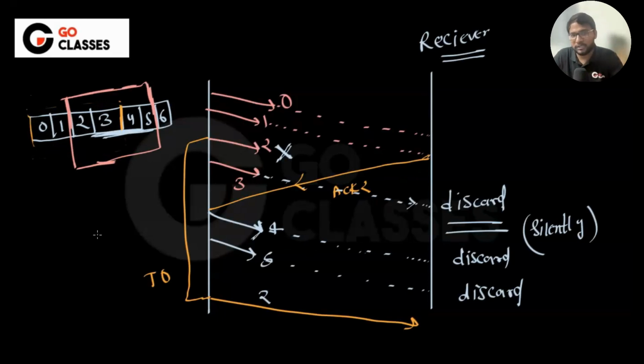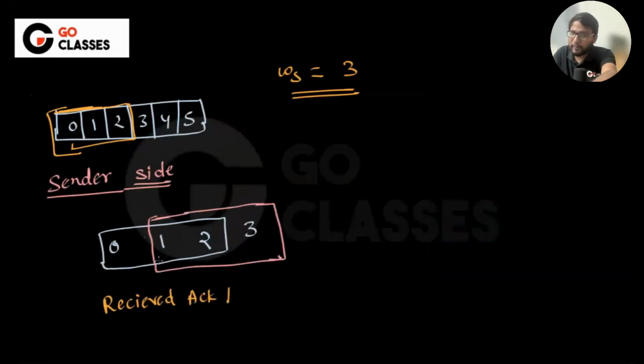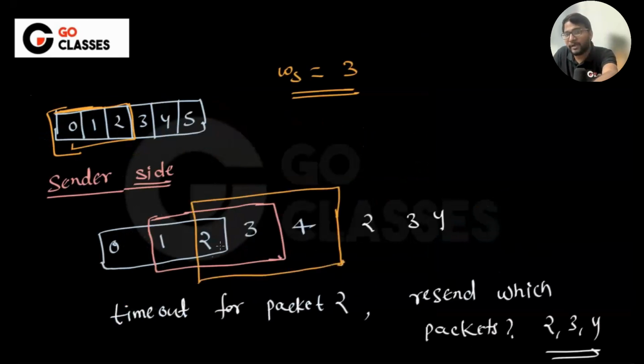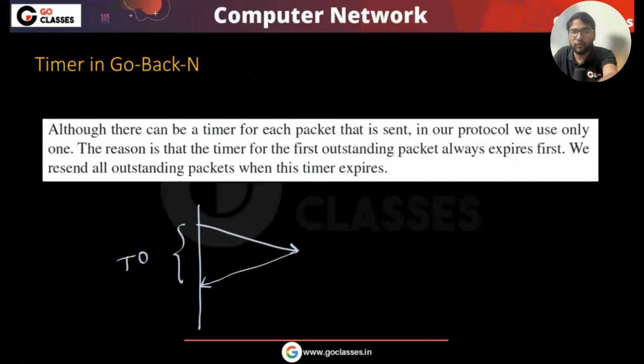For packet number 2. Yes. Here I'm maintaining the timer for packet number 2. So in this case, I'm maintaining the timer for packet number 0. Here I'm maintaining the timer for packet number 1. Here I'm maintaining the timer for packet number 2. Understood? For the first packet, we will be maintaining the timer. That's what is written in Forouzan. If you see Forouzan, this screenshot is taken from Forouzan, they are saying that in our protocol, we will use only one timer. The reason is that for the first outstanding packet, we will be maintaining the timer. Is this fine?